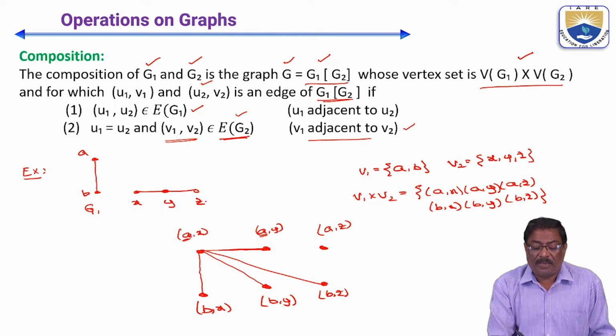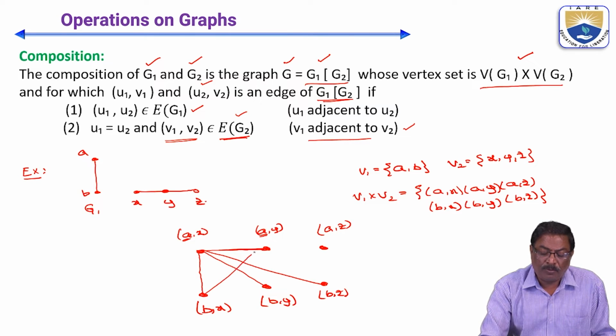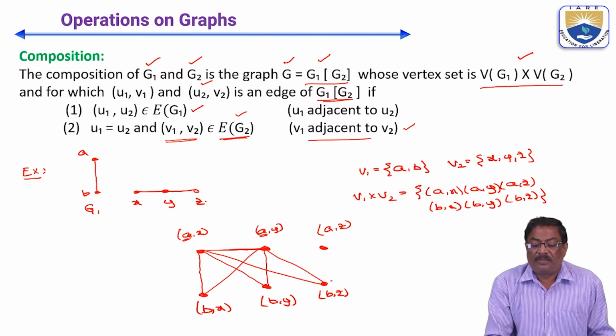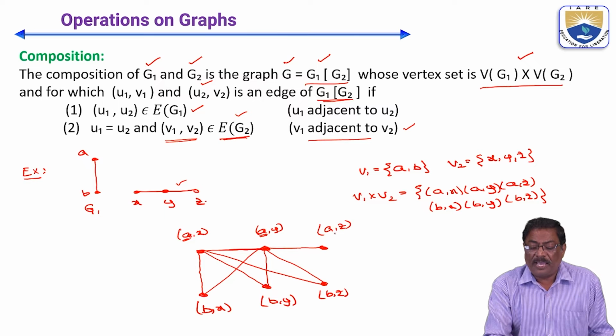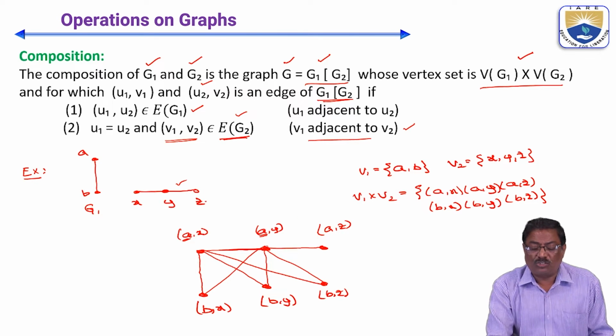In a similar manner, here A is adjacent to B, and we construct the same for the other vertices. Next, Y Z is also adjacent here, so connect this. Now with A, Z, U1 is equal to U2, and Y is adjacent to Z, so I connected that.